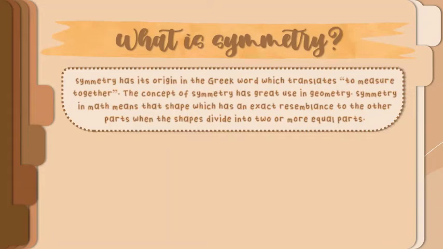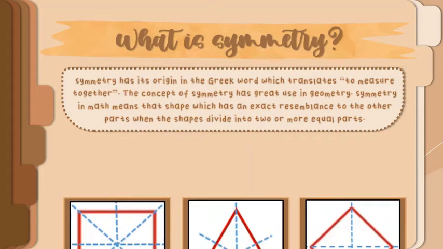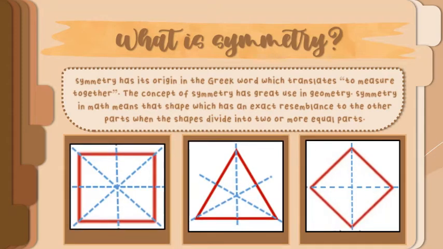What is symmetry? Symmetry has its origin in the Greek word which translates to measure together. The concept of symmetry has great use in geometry. Symmetry in maths means that a shape has an exact resemblance to the other parts when the shape is divided into two or more equal parts. Here are some examples of symmetry. A square has 4 lines of symmetry, a triangle has 3 lines of symmetry, and a rhombus has 2 lines of symmetry.